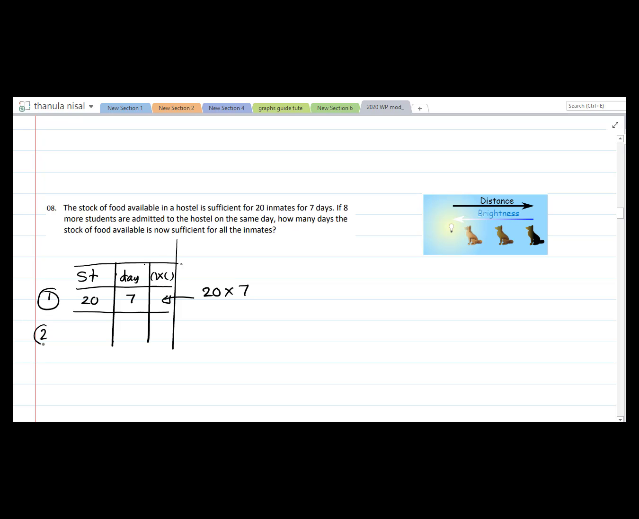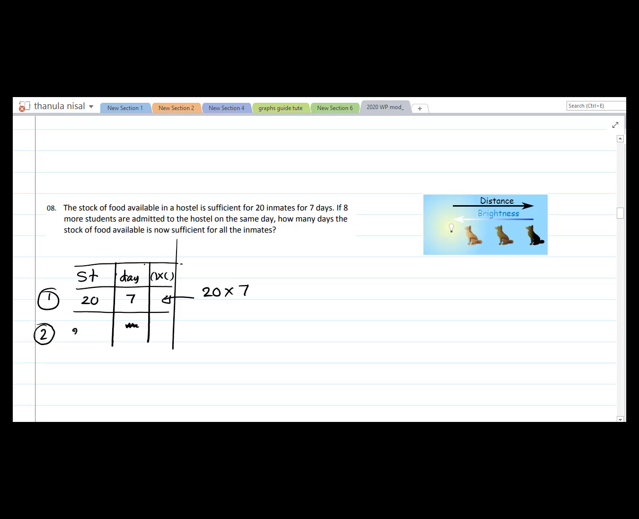Now they are going to upload another case. If 8 more students are admitted to the hostel on the same day, okay, without days changing, that means, okay, days are changing. Here students are increased, therefore the total number of days should be decreased.